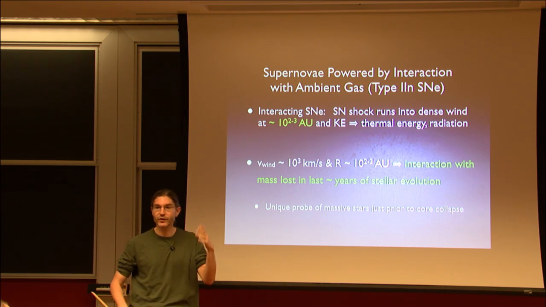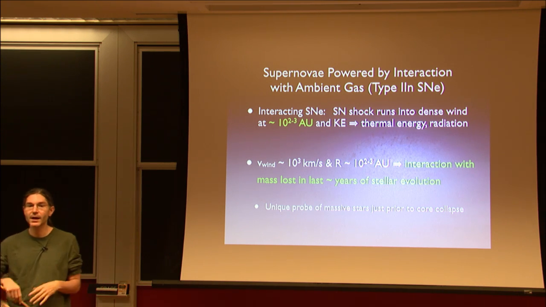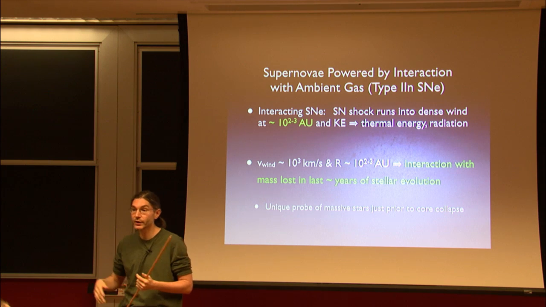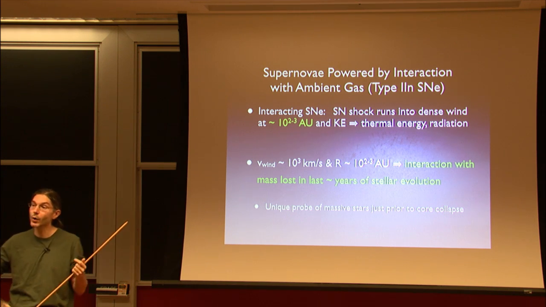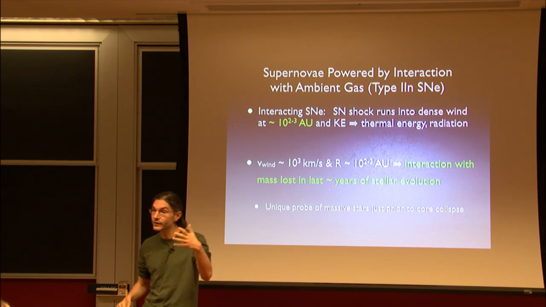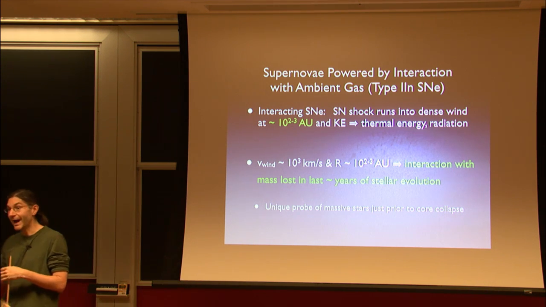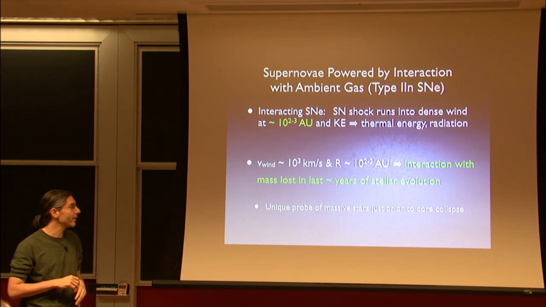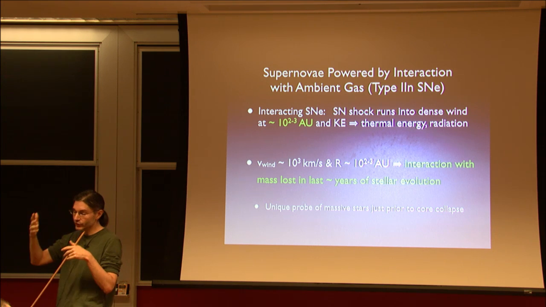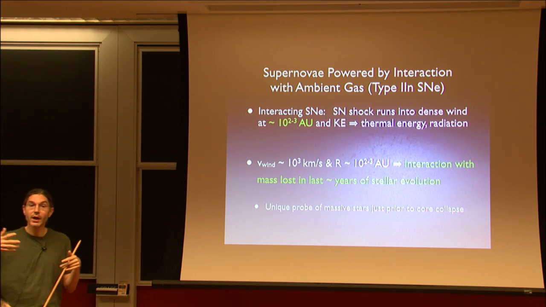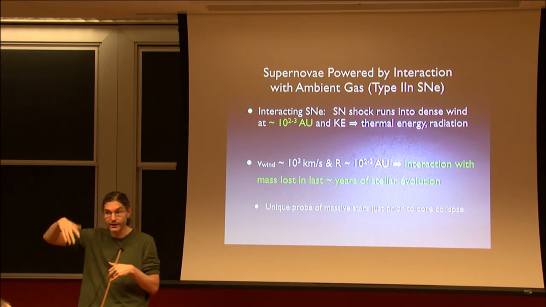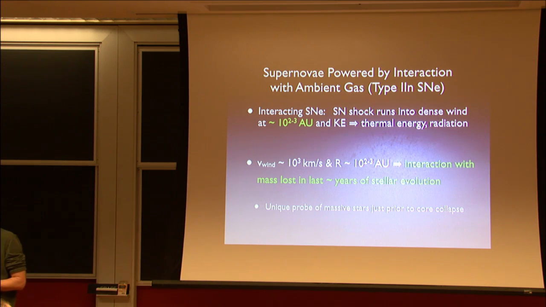Material moving at a few hundred or 1,000 kilometers a second in a wind ends up at 100 or 1,000 astronomical units after a few years. And so these type 2n supernovae that show evidence for emission powered by interaction with ambient gas are really probing the kind of structure and dynamics of the star in the few years prior to core collapse via the mass that was ejected just prior to core collapse.